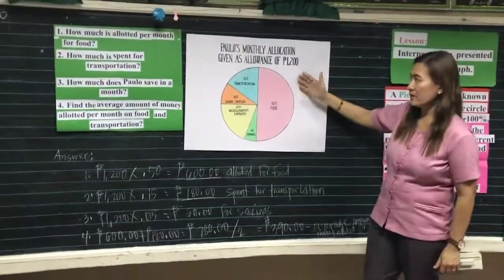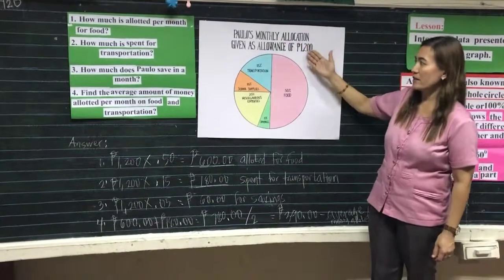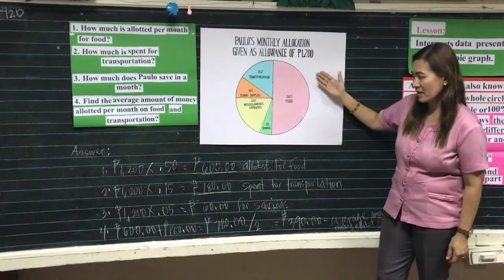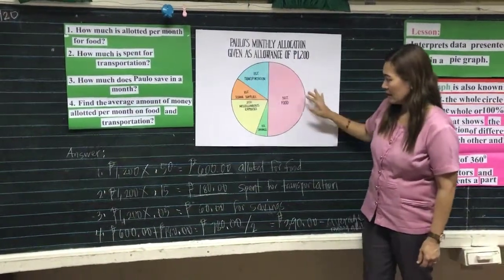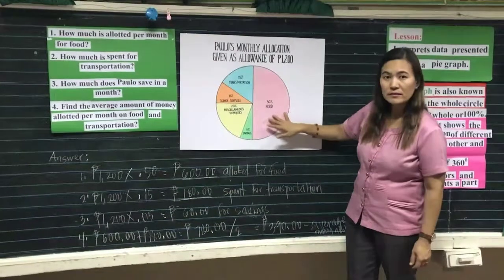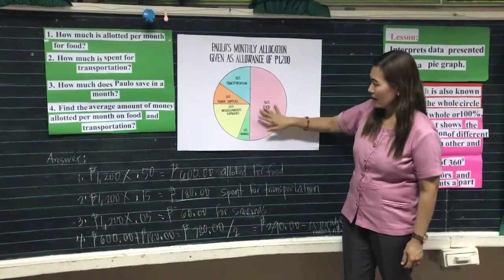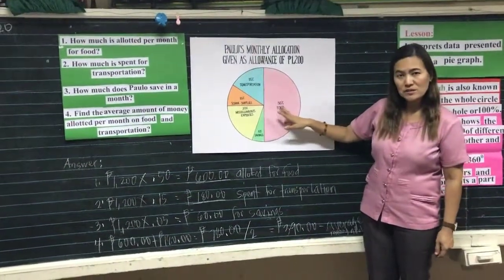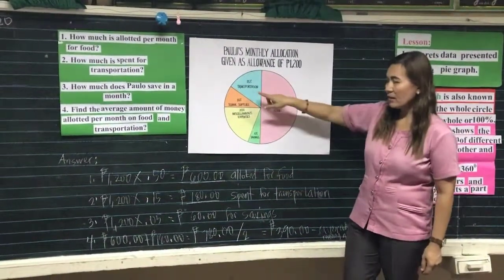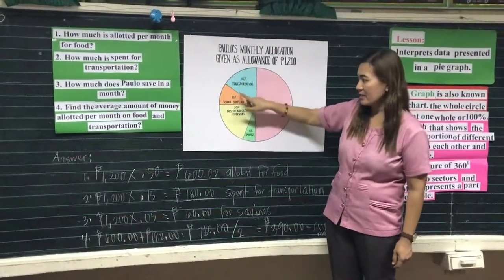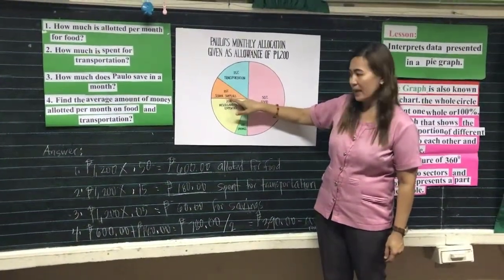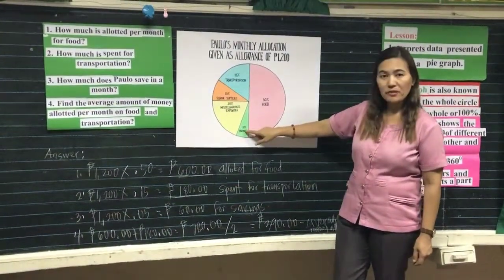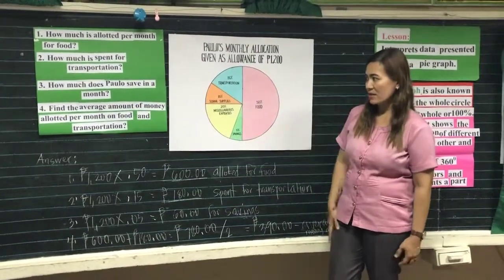The title of the pie graph is Paulo's monthly allocation given as allowance of 1,200 pesos. As you can see here, each sector represents each item. The first item here is food, which is 50%. Transportation, 15%, 10% for school supplies, 20% for miscellaneous expenses, and 5% for savings.